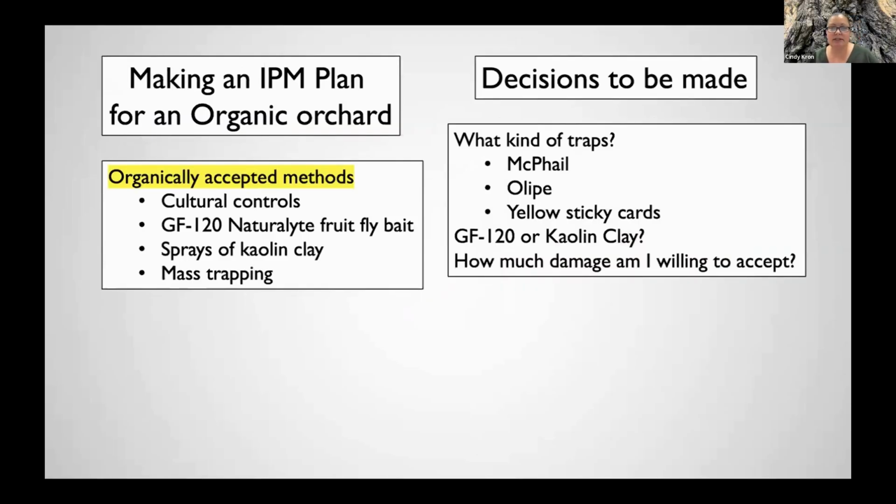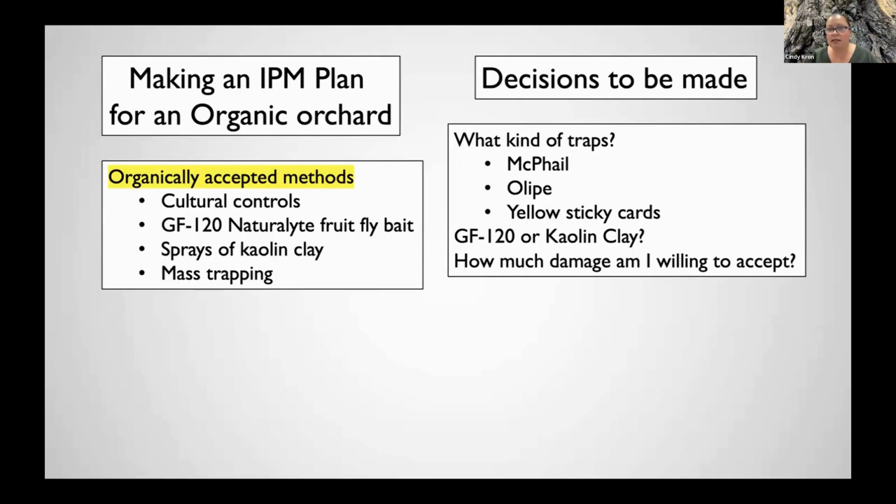So there's some decisions to be made because there are options. And oftentimes there are options of what you can choose to do. And this is where, well, what kind of trap do I want? For olive fruit fly, we have McPhail's, Alipe, and yellow sticky cards. Now, from my experience doing research in olive fruit fly, I can say that McPhail's catch a lot of olive fruit fly, but they catch a lot of everything.